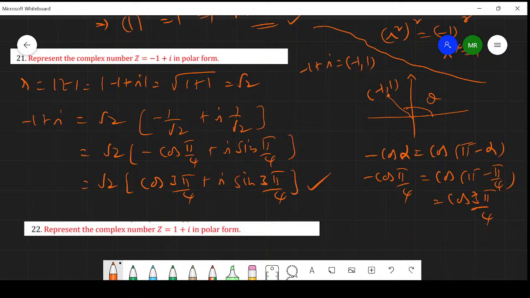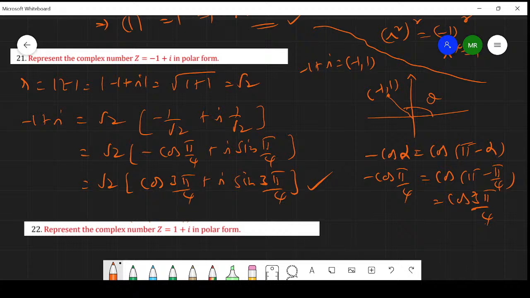Angle will be same. So this is the polar form of the complex number. Whenever the complex number is in the second quadrant, you will get it like this: 1 by root 2 is cos pi by 4, minus you can keep outside, sin pi by 4. Minus cos theta, always minus cos alpha. Cos of pi minus alpha.